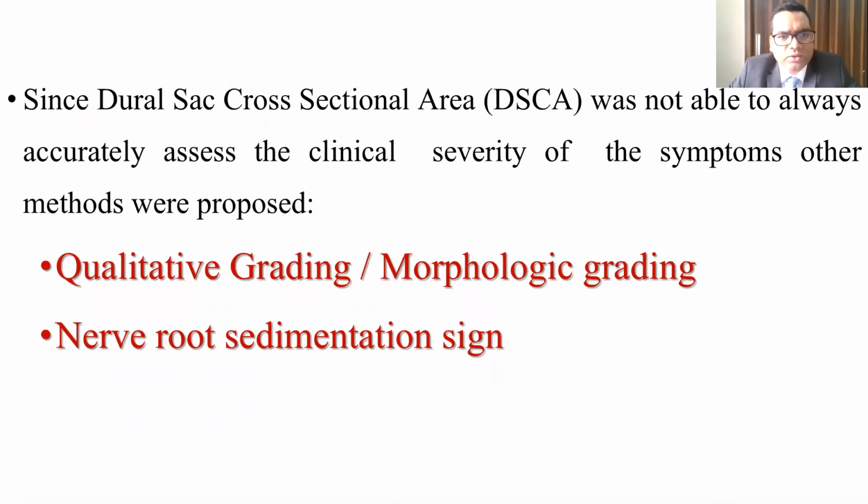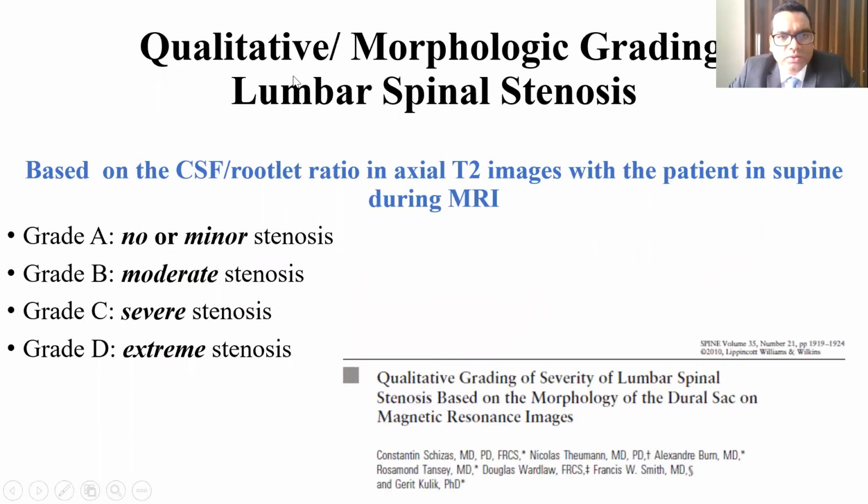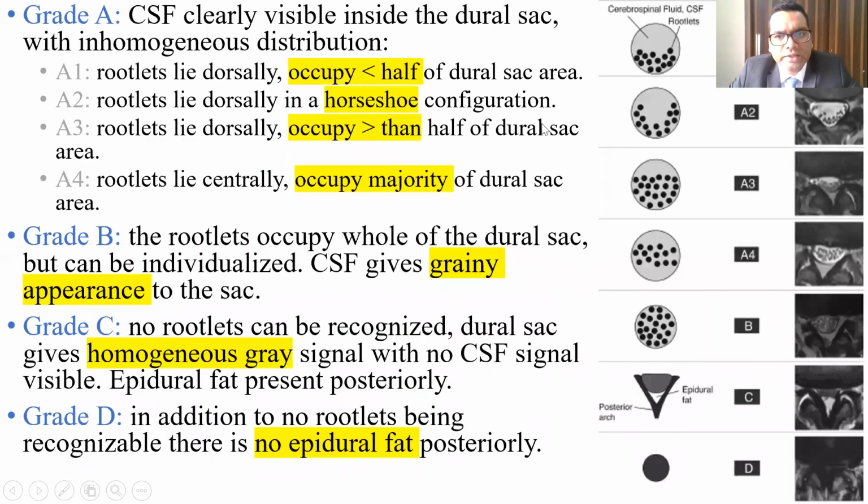Since the dural sac cross-section area was not always able to accurately assess the clinical severity of the symptoms, other methods were proposed, like qualitative or morphological grading and the nerve root sedimentation sign. The qualitative morphological grading for lumbar canal stenosis has been divided into A, B, C, D. A is again divided into four types: A1, A2, A3, A4, and B has a grainy appearance; in grade C there is some epidural fat, and in grade D there is no epidural fat.